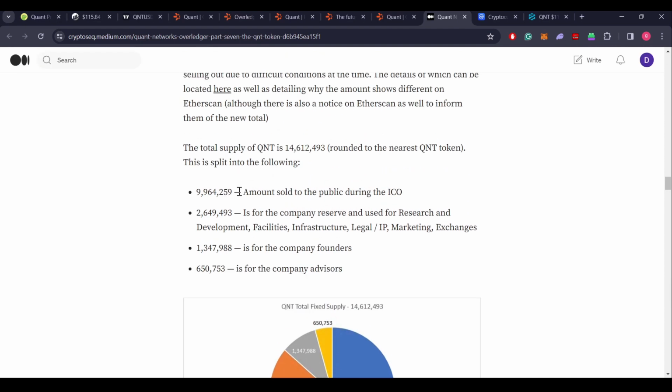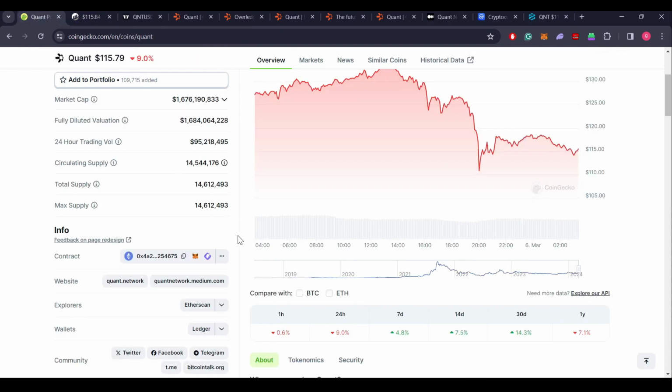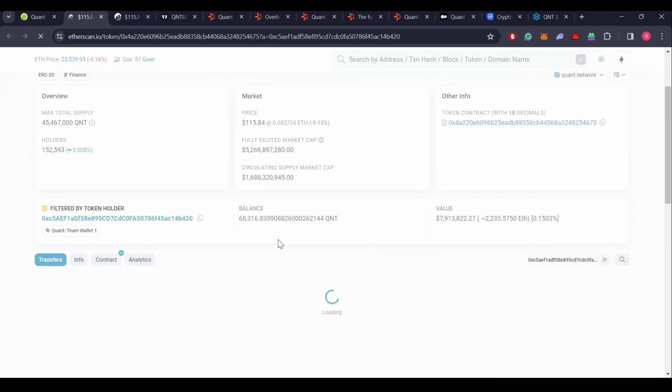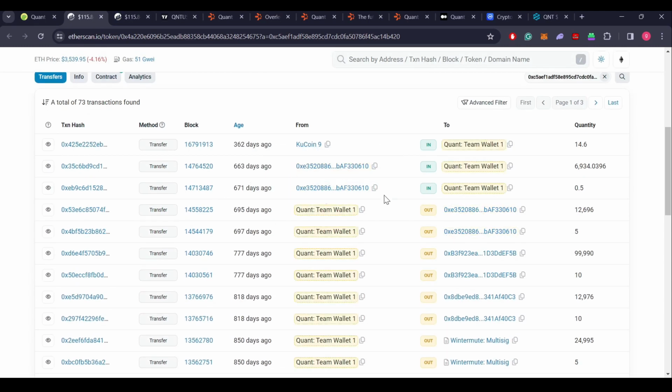As you can see here, they sold around 9.9 million, 2.6 million went to the company, 1.3 million went to the founder, and 650k went to the company advisor. In terms of holders, CoinGecko does show who the holders are. They show their company address, which holds around 68k of the Quant tokens, and they have not been selling, as you can see here.